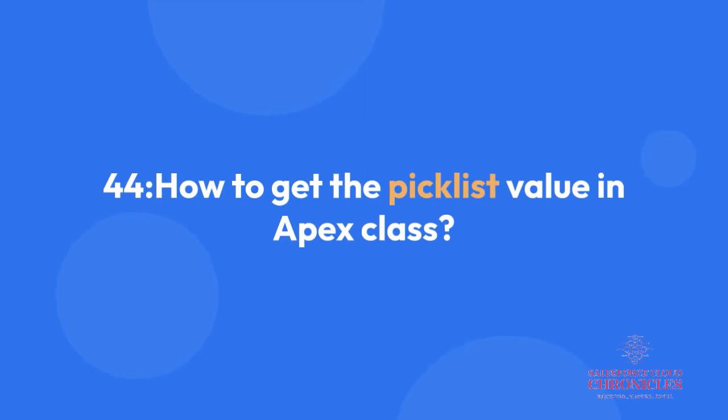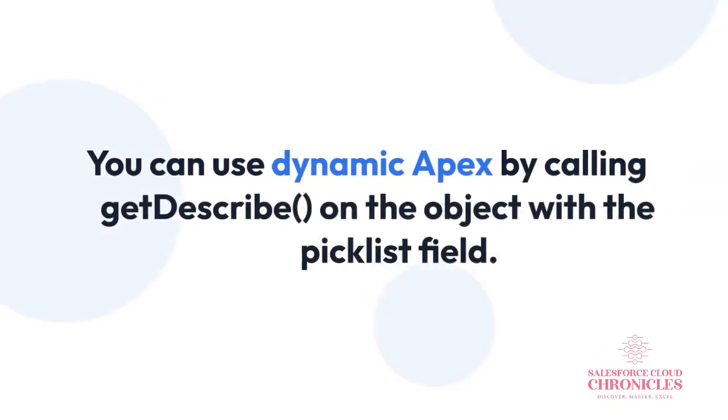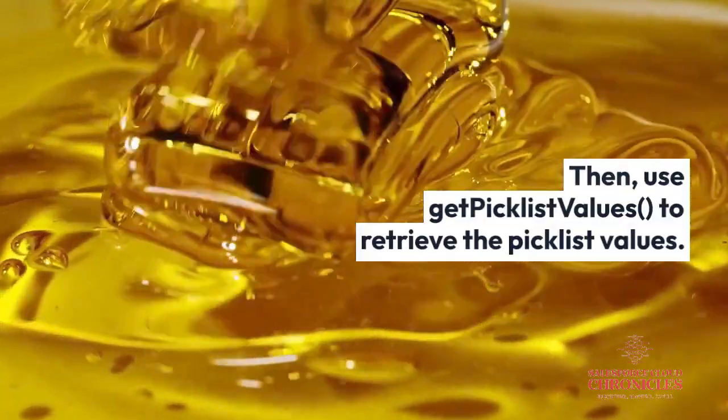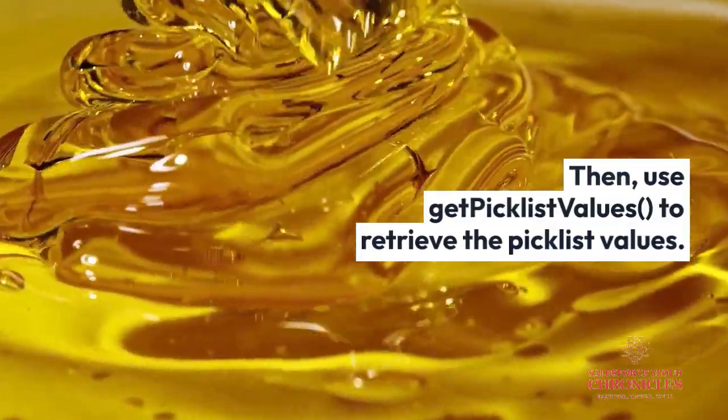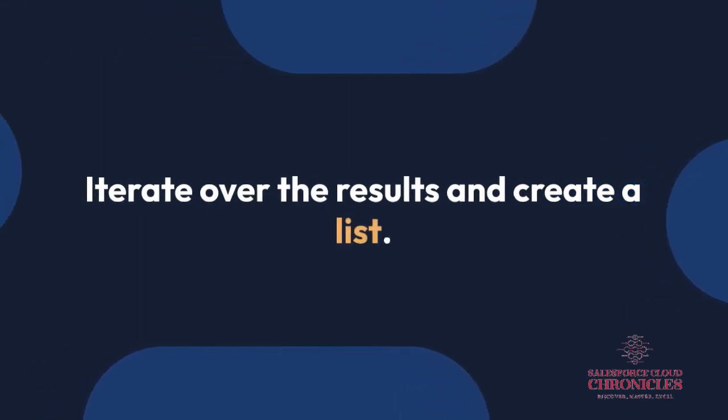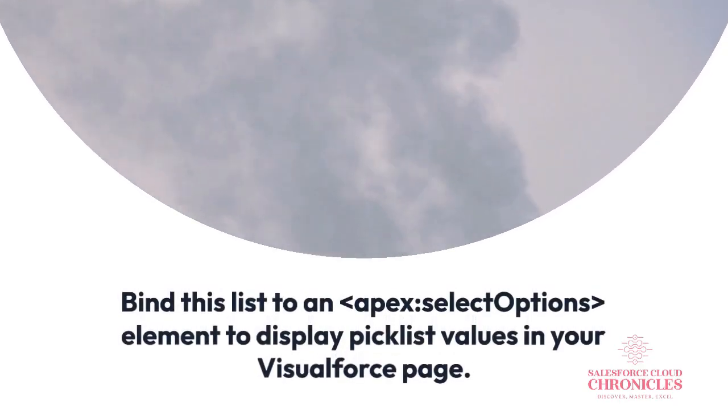Question 44. How to get the picklist value in Apex class? You can use dynamic Apex by calling getDescribe on the object with the picklist field. Then, use getPicklistValues to retrieve the picklist values. Iterate over the results and create a list. Bind this list to an Apex select options element to display picklist values in your Visualforce page.